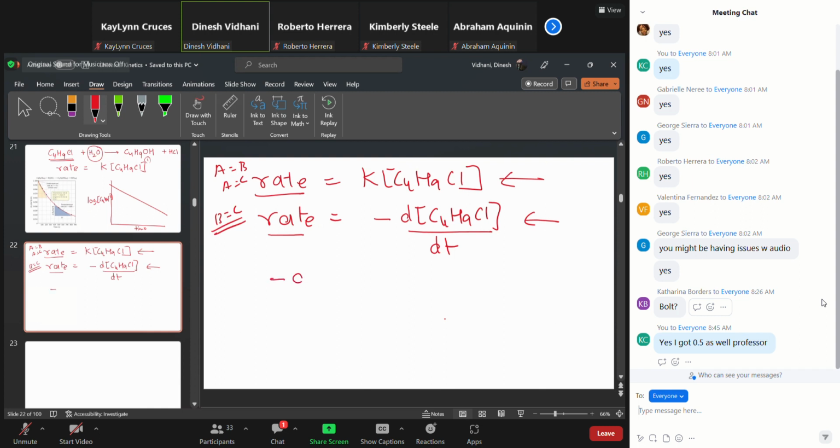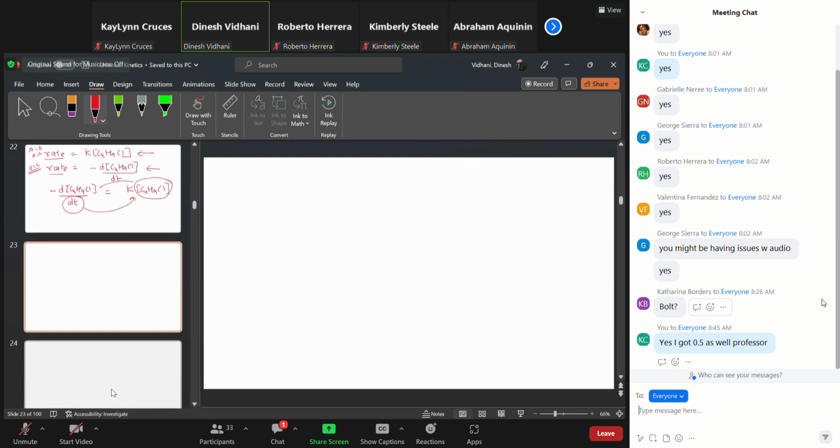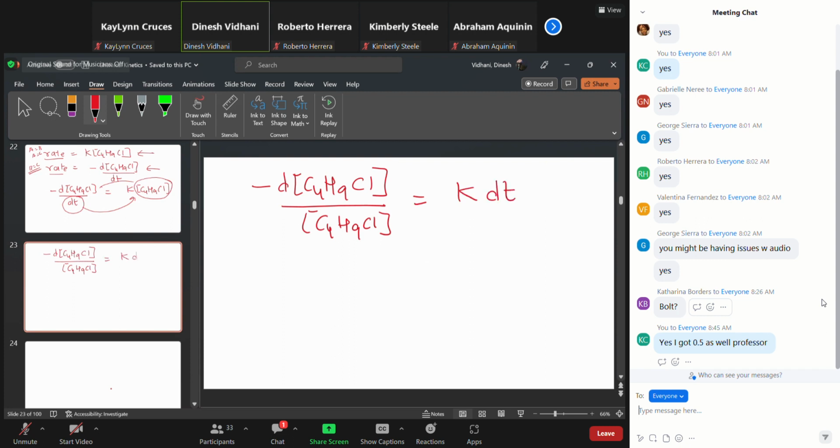So I can say dC4H9Cl divided by dt equals to K and C4H9Cl. Now, if I take the common terms on one side, let's see what happens. I will take the concentration of C4H9Cl on one side and I will take dt on another side. I'm separating these two variables, right? And let's see what happens with that. I got my concentration on one side. That's equals to K dt.